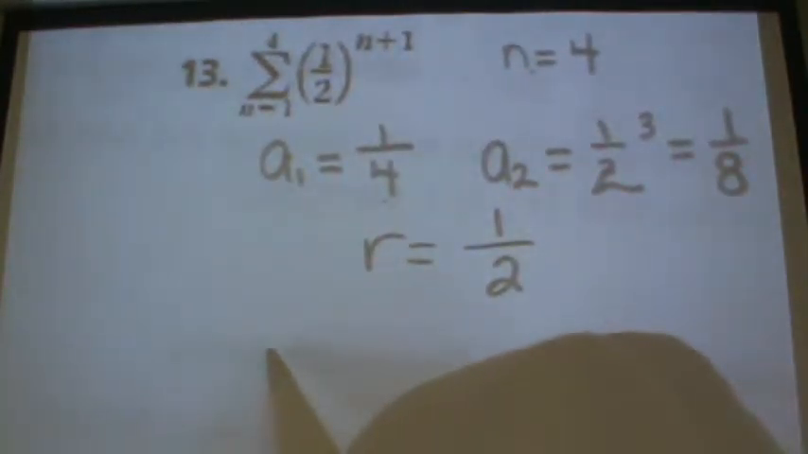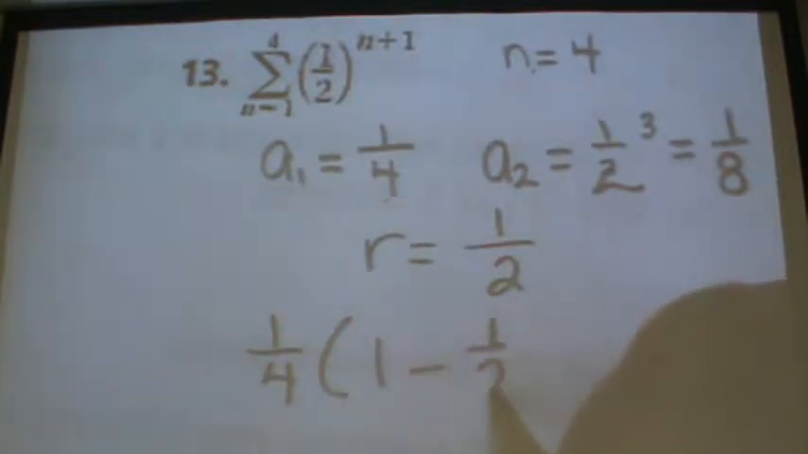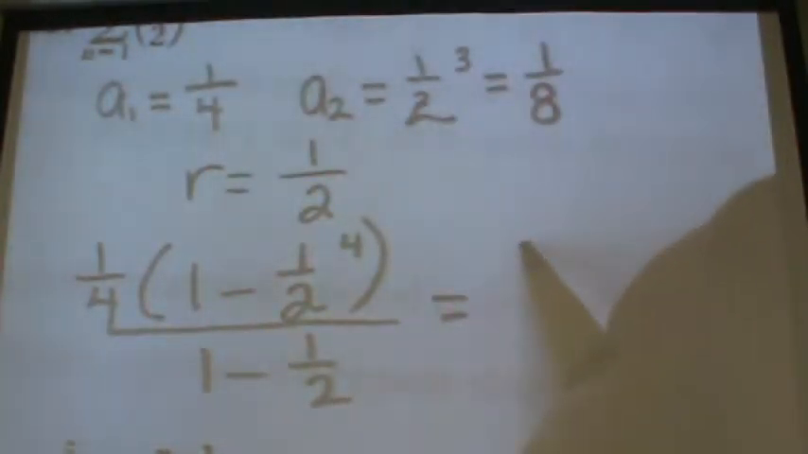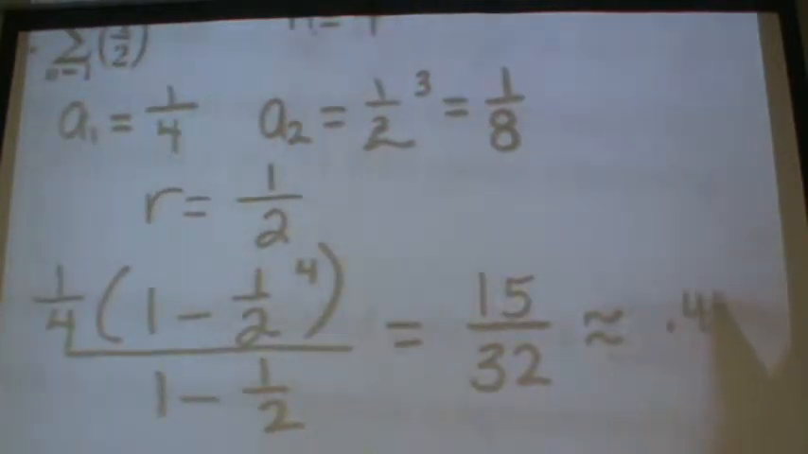The formula states a sub 1 is 1/4 times 1 minus the r value to the n power over 1 minus r. So do this one in your calculator and tell me what answer you get. I'm going to give you both answers, fraction and decimal: 15/32 or 0.4689.